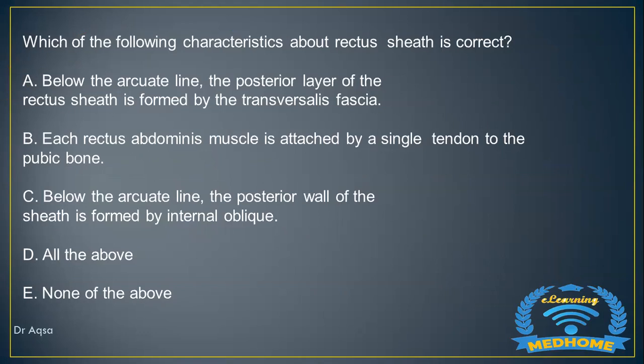So which of the following characteristics about the rectus sheath is correct? The posterior layer of the rectus sheath is formed by the transversalis fascia. A is correct. Each rectus abdominis muscle is attached by a single tendon to the pubic bone. It is also correct, I think. Below the arcuate line, the posterior wall of the sheath is formed by internal oblique. I think A is the answer.